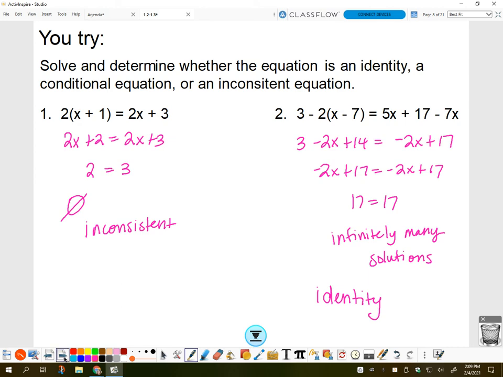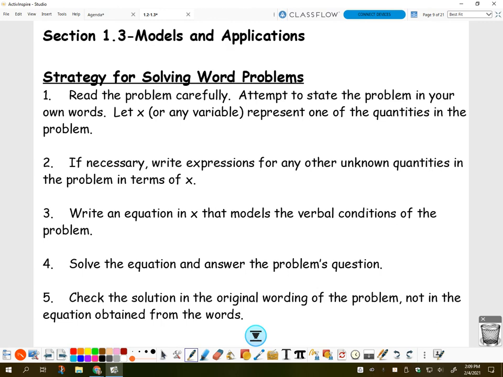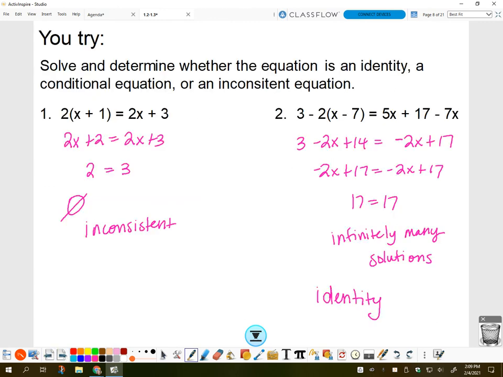Alright, I think, what do we have next? Next is, we're not doing section 1-3 today, we'll do it tomorrow, so make sure you look at your assignment and get it done. If you have questions, please let me know.